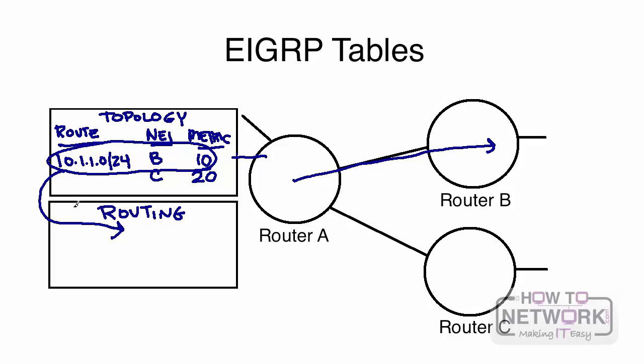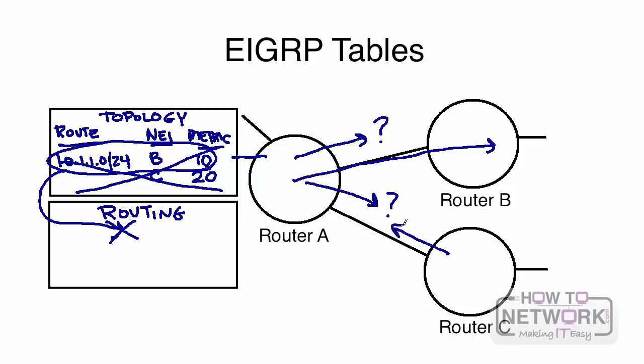Now, what happens if this route information is lost and router A no longer learns about this route from router B or from router C and it gets flushed? Well, router A is going to send a query to router B and to router C asking, do you know about this route? Because I've lost it and I'm hoping you have information on it.